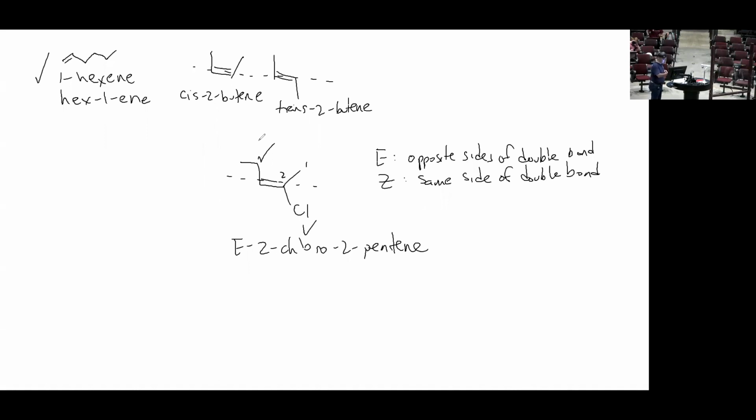But when you have one of these situations where it's not either cis or trans, then you need to use E or Z. I think it's only defined for double bonds. So it's not used for things like cycloalkanes. And triple bonds, of course, can't be either cis or trans because they're linear.